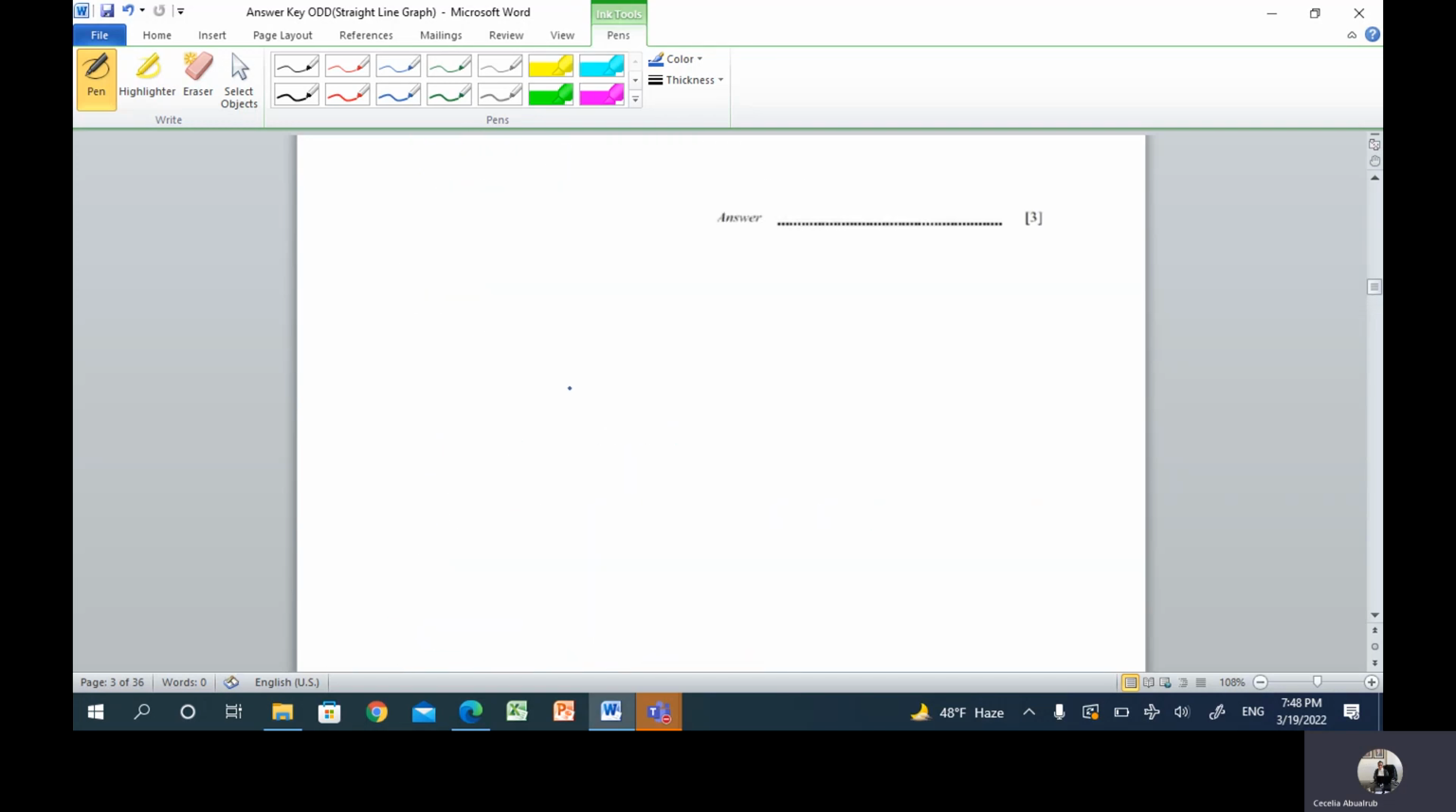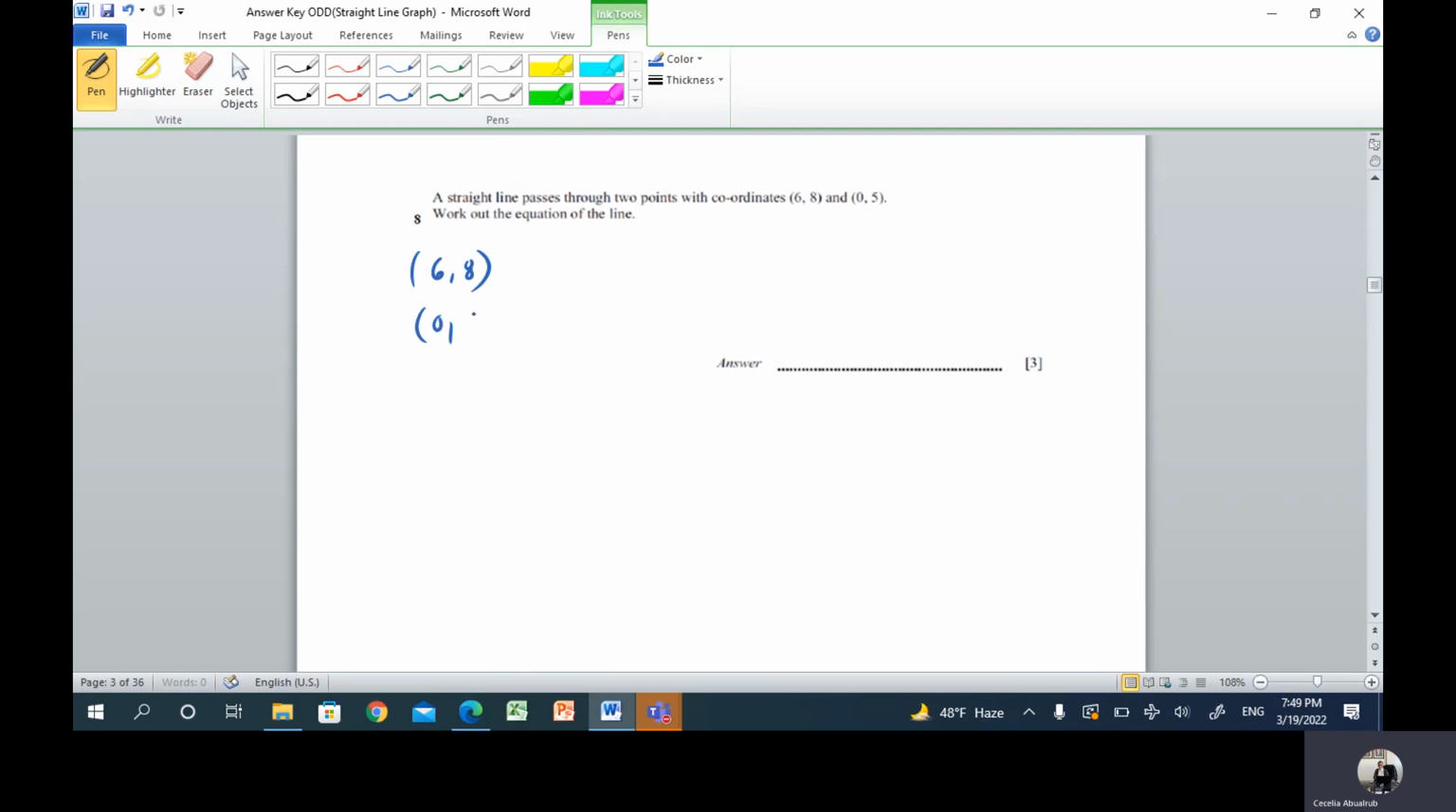Okay, we should have solved number 9, sorry, because I'm going through the pages. So I'm going to solve the odd pages. A straight line passes through 2 points with coordinates 6, 8 and 0, 5. Work out the equation of the line. So we have 2 points, 6, 8 and 0, 5, and they want us to find the equation of the line. First of all, I'm going to start with m.